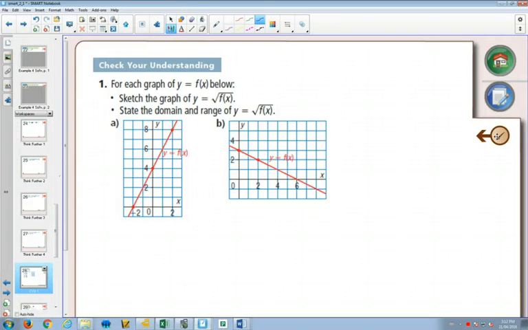So we got lines. For both of these, we're going to sketch the graph of the square root of these lines and then state the domain and range of our new graph. Whenever you're graphing the square root of a graph, first of all, you're going to find out where it's equal to 0 and where it's equal to 1, because those points won't change. Draw them in. There's 0, 1. I don't even know where that is exactly, but I can just sort of estimate it.